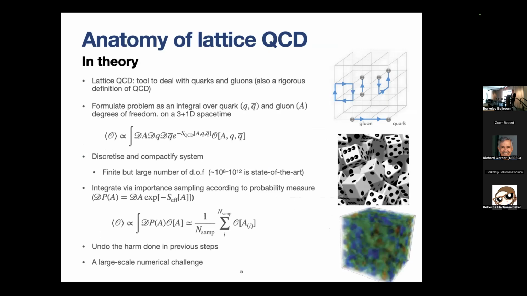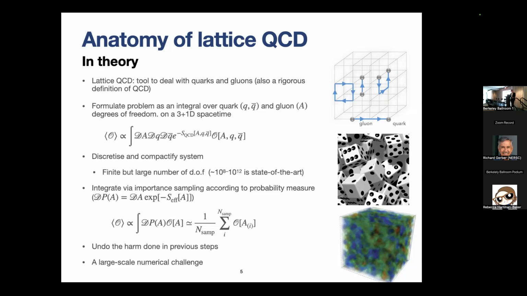And basically you formulate the problem of computing some observable quantity O as writing down an integral over all of the quark and gluon degrees of freedom on some 3+1 dimensional spacetime. Of course, to work with that on a computer, you need to discretize it and compactify the system. And you end up, of course, with a finite number of degrees of freedom. For state-of-the-art lattice QCD calculations, that might be 10 to the 8th or 10 to the 12th. And in order to do that integral, you use importance sampling Monte Carlo to choose the samples according to some particular probability distribution that's defined by the theory, and then you just average over them.